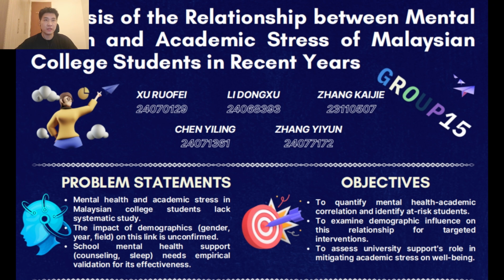This study identifies high-risk groups by quantitatively analyzing the correlation between mental health symptoms and academic performance and stress indicators, explores the moderating effect of demographic factors to formulate precise intervention strategies, and verifies the effectiveness of school support resources in alleviating the negative impact of academic stress on mental health.